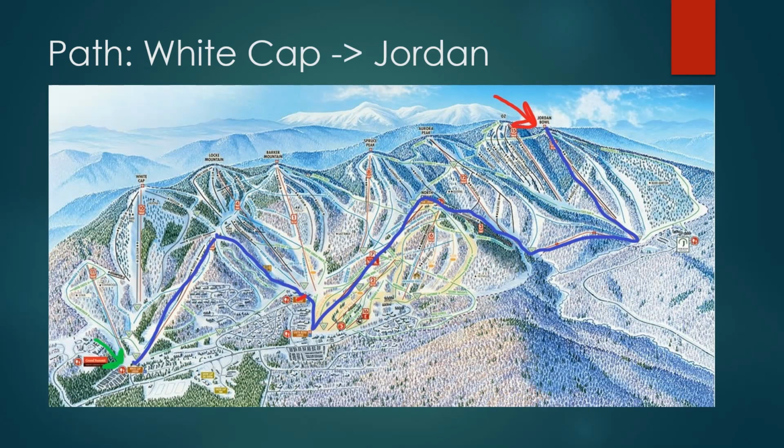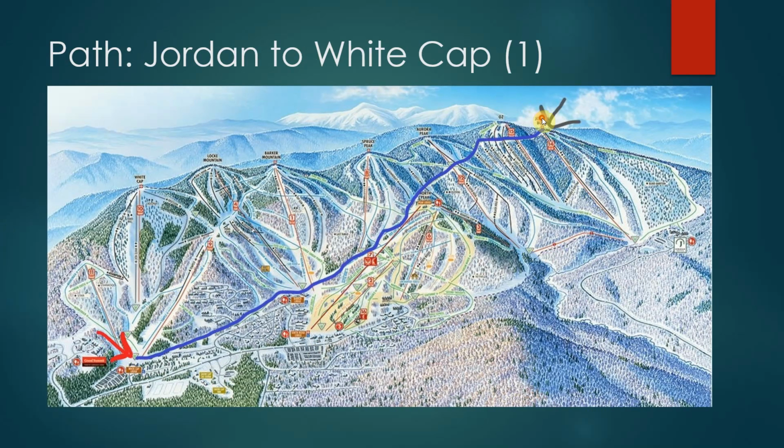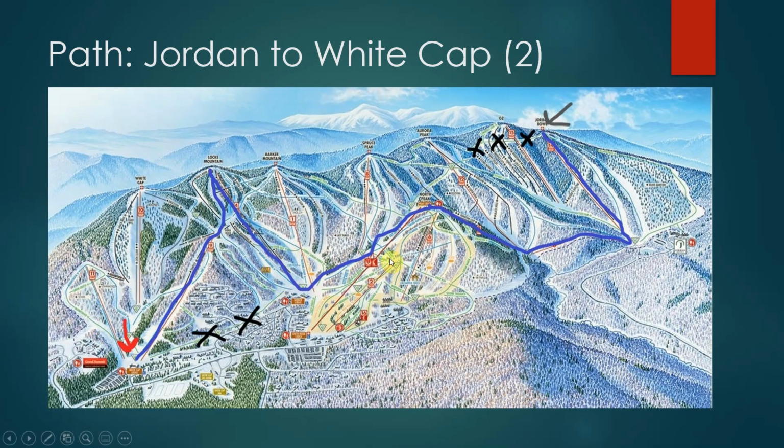Here's the first path that we took. From this side of the mountain, we went up a lift, skied down, up another lift, skied down, took a lift over and a lift up to get to the top. On the way back, without any closed trails, we just skied straight down from one side to the other. With the constraint that a couple trails were closed, we skied down, took a lift over, took a lift up, skied down, took a lift up, and skied down.